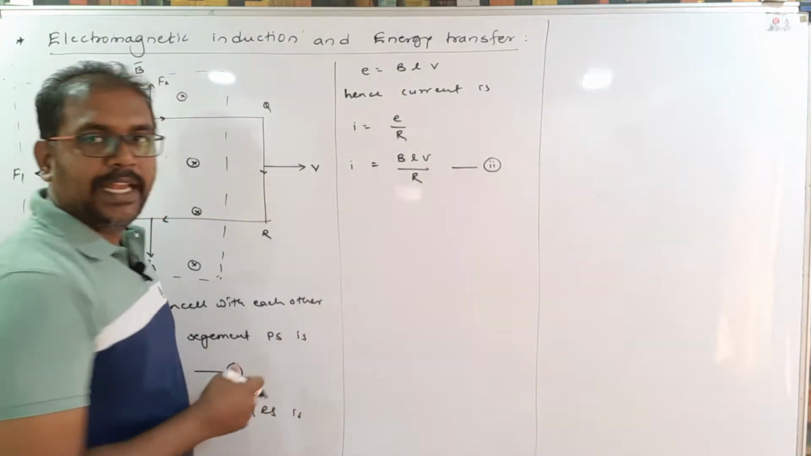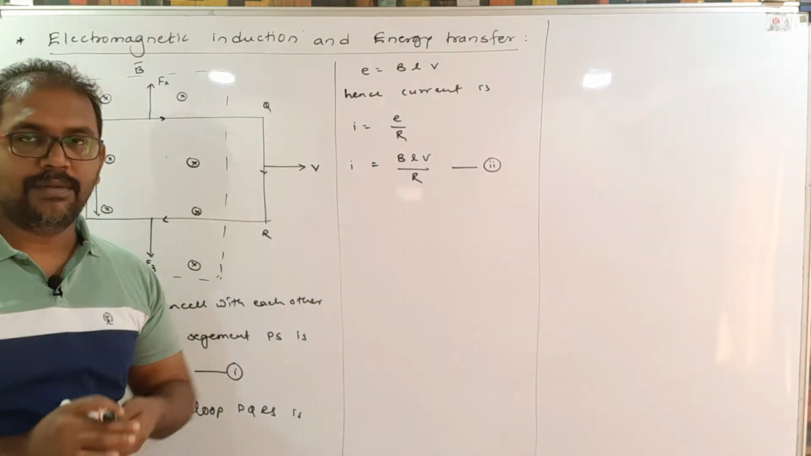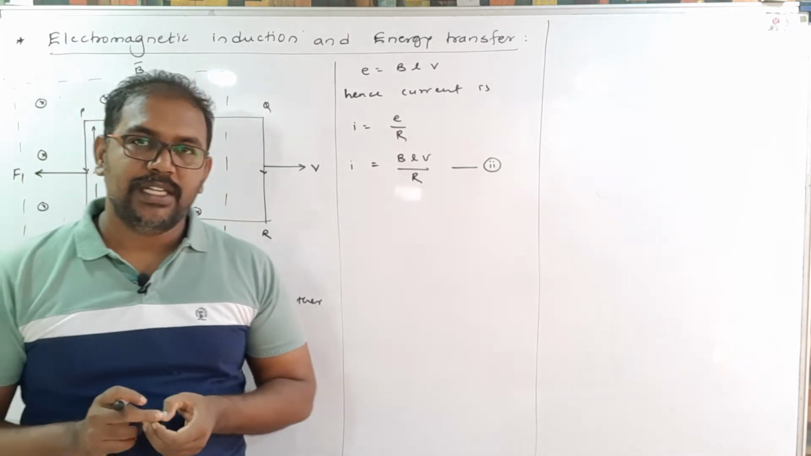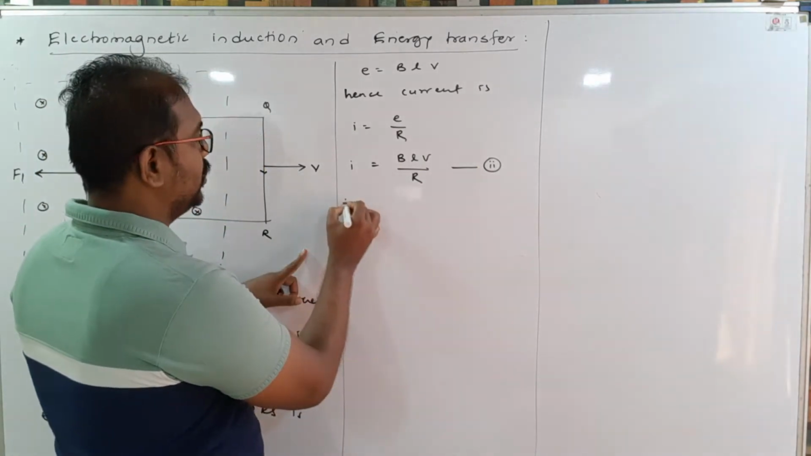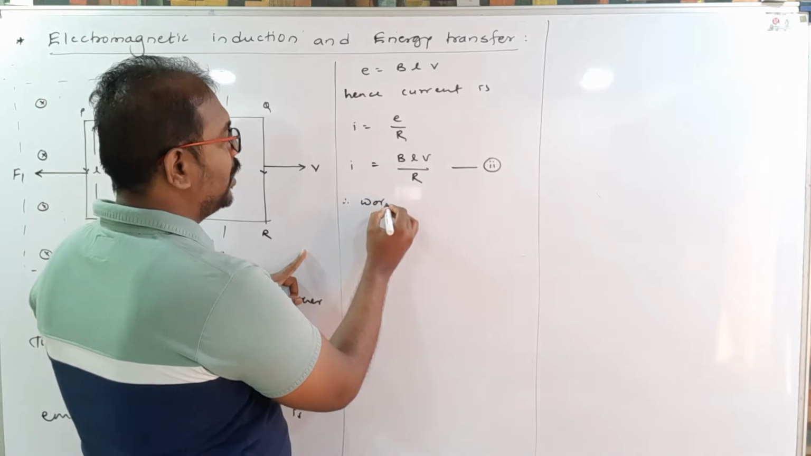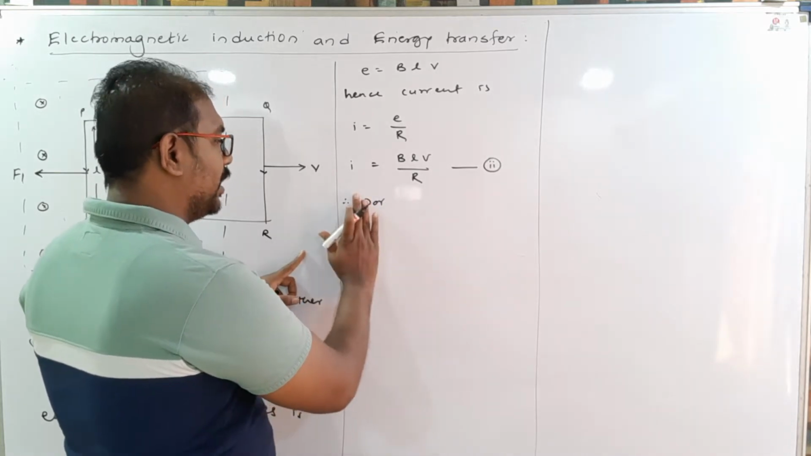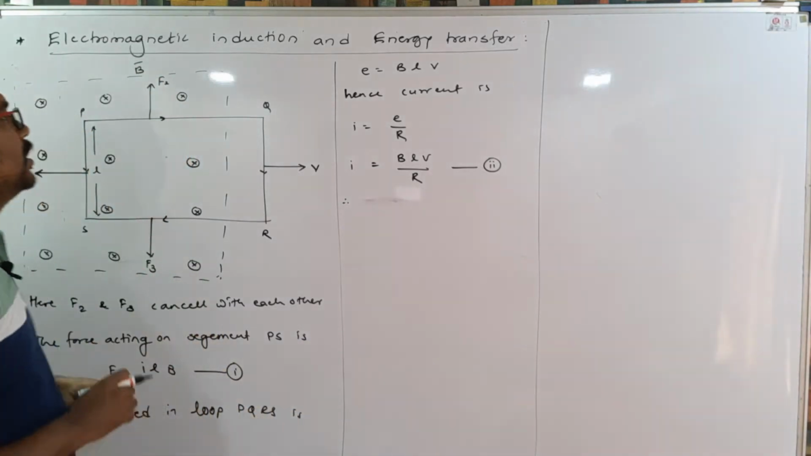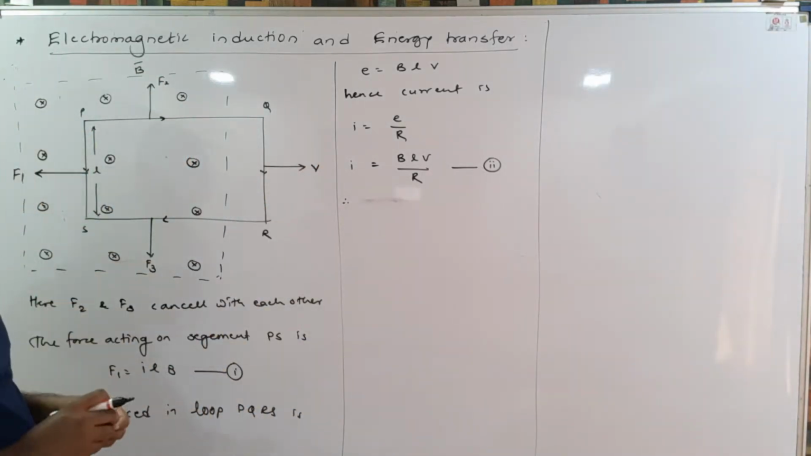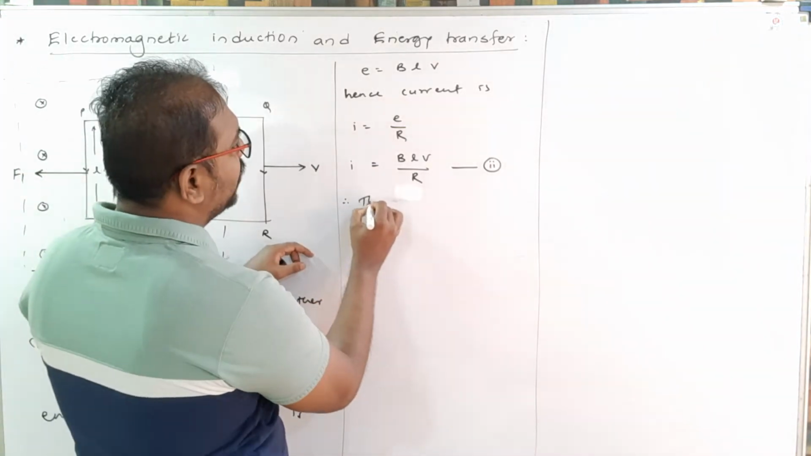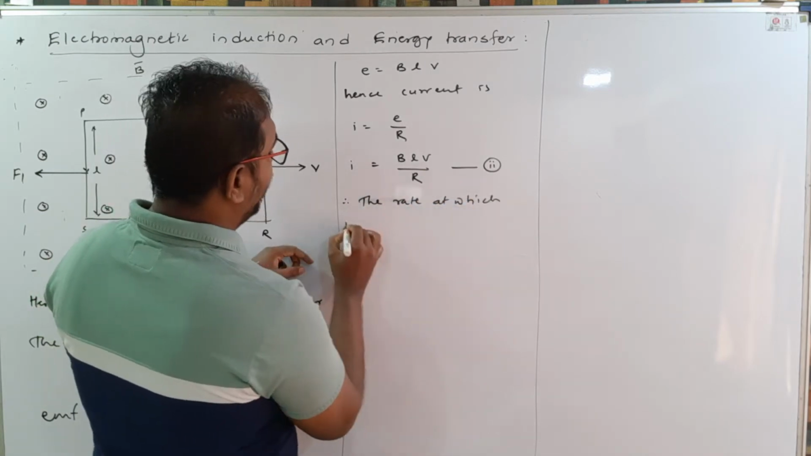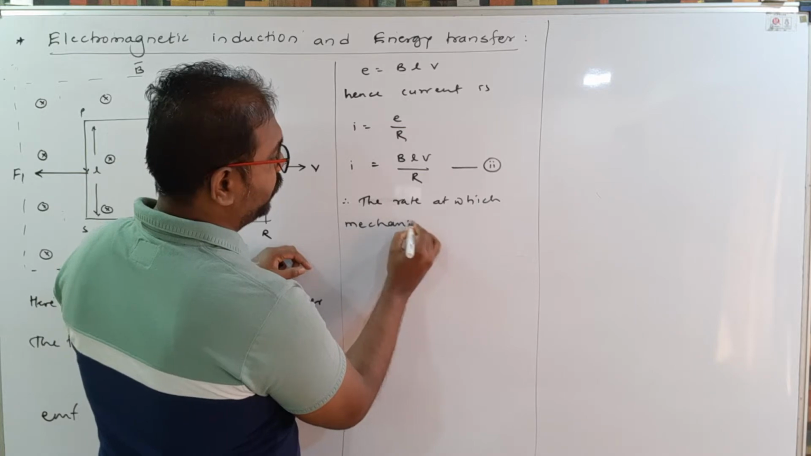Now, some mechanical work is done when we pull this wire loop, and that work done we find out. Hence, I can directly write the rate at which work is done to pull this wire loop, or we can directly write down the power, or the rate at which mechanical work is done.